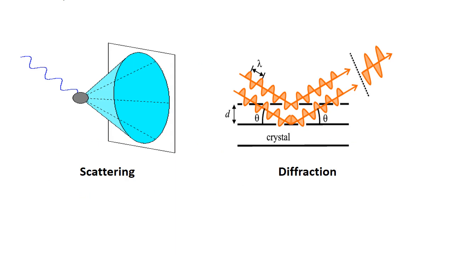Here is the difference between diffraction and scattering. Scattering is when X-rays are shined onto an object such as a liquid, gas, or amorphous solid, just like glass. The radiation is scattered in all directions by the object, as shown in the figure.